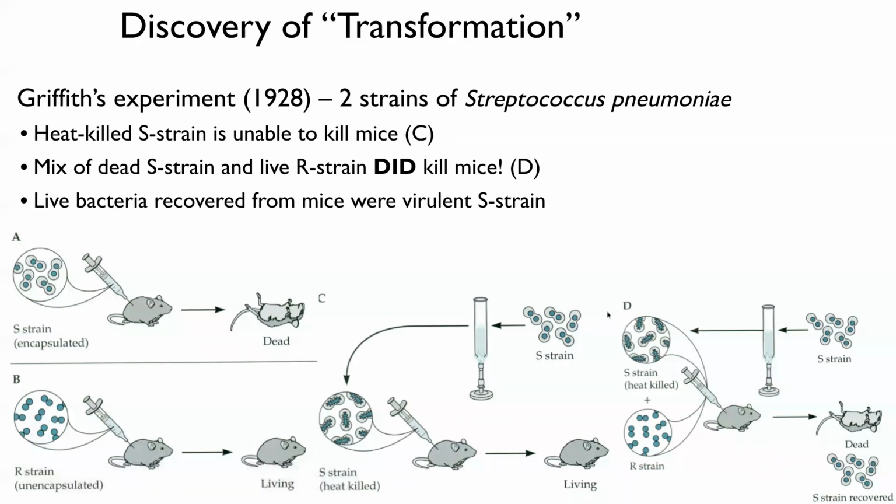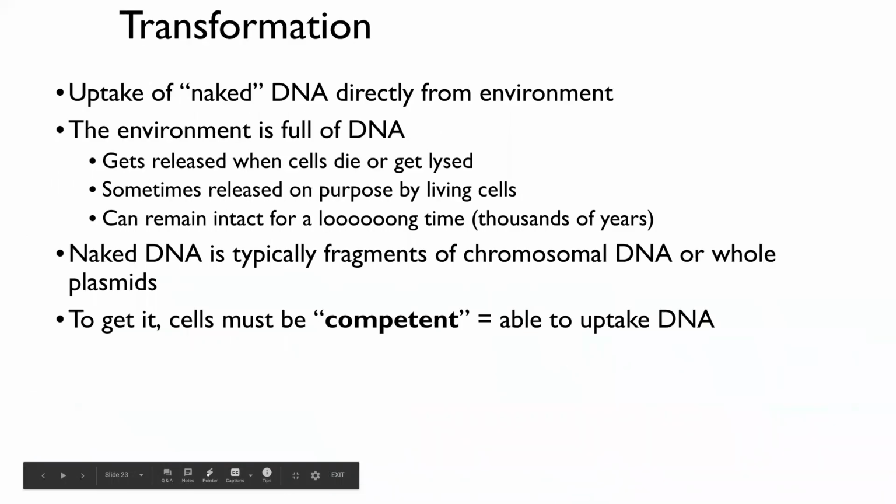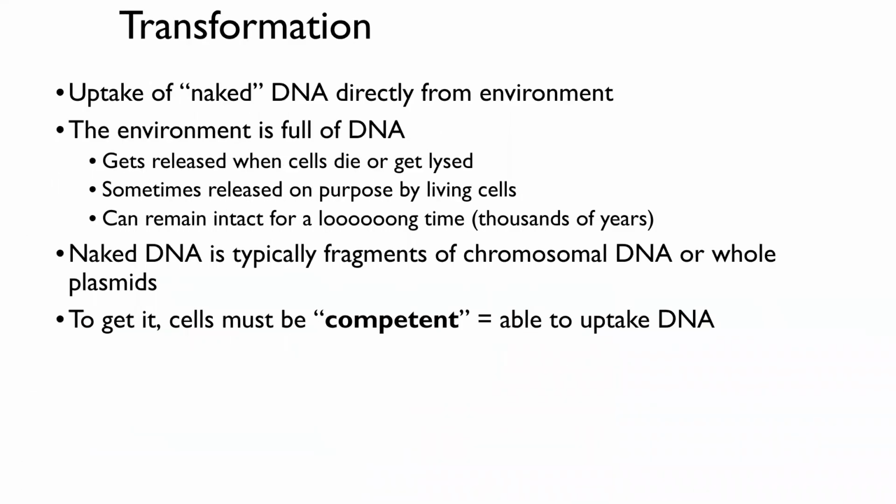He was taking a bacteria, killing it, and then it wasn't able to kill the mouse. But when he combined the deadly bacteria that was killed with the non-deadly bacteria, all he would recover at the back end was the deadly bacteria. So what the heck is going on here? Well, this is the process called transformation. And transformation is the uptake of naked DNA directly from the environment.